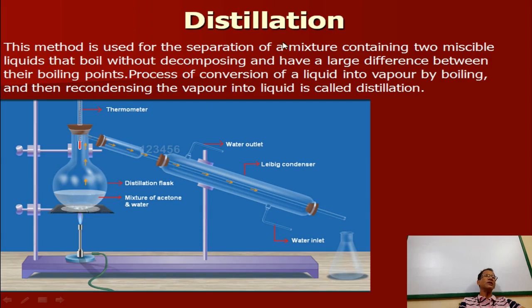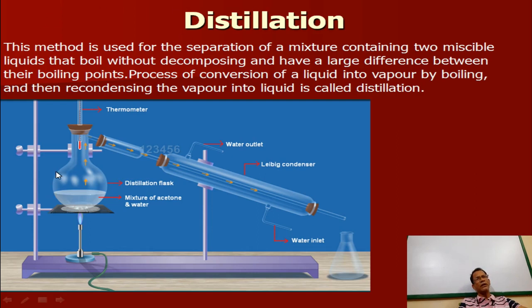Then distillation. In this method, two or more miscible liquids whose boiling point difference is large, that is, greater than 25 K, can be separated. This method is used when the boiling point difference between the components of the liquid is greater than 25 Kelvin. Due to the high boiling point difference, they will be separated easily.